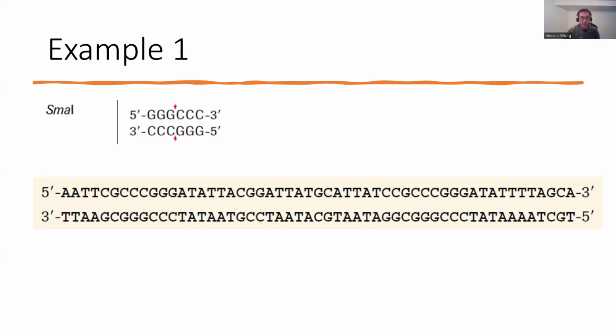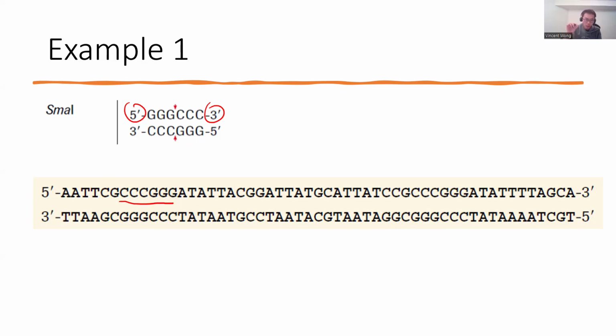Two, 2 times. Okay, so let's see. We are looking for GGGCCC, and it's 5 prime to 3 prime. So we're just going to scan the segment and look for GGGCCC. Okay, this one is CCCGGG. That's not what we want.